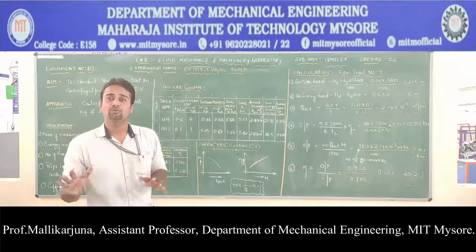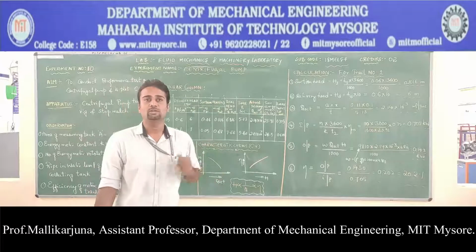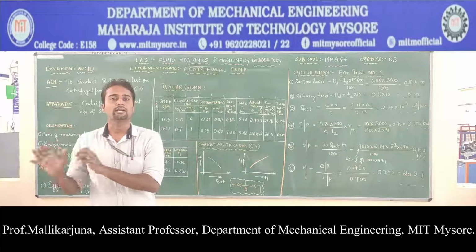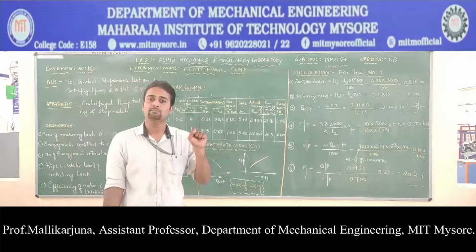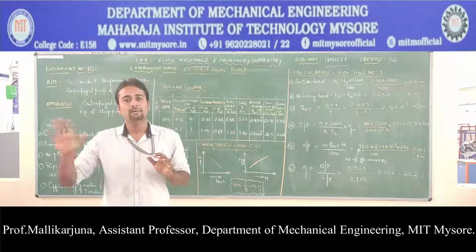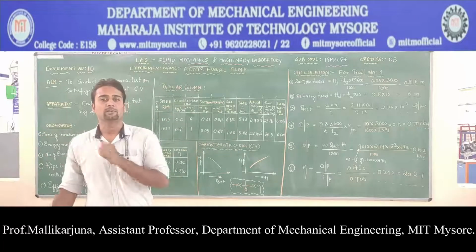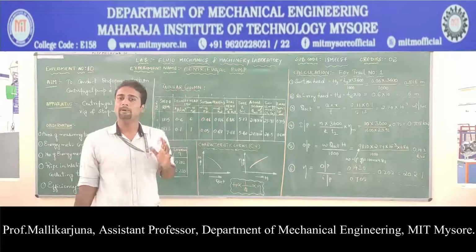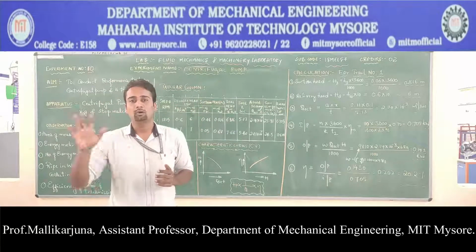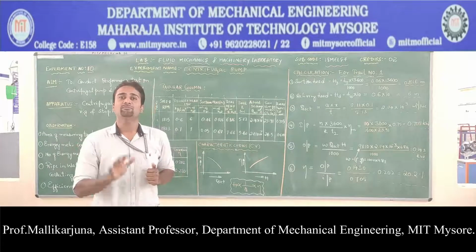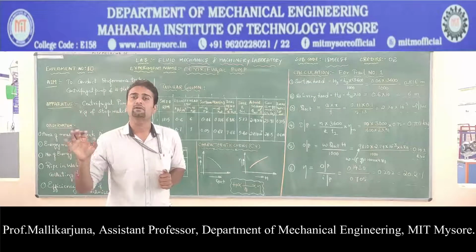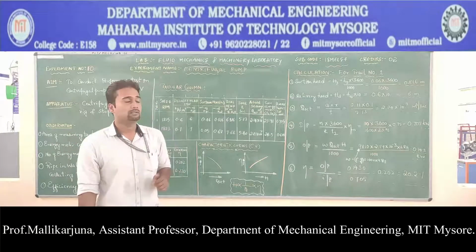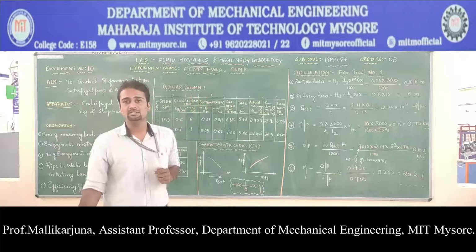Based on the action of pump, the pumps are classified into two categories. One is reciprocating action, another one is rotary action. Based on the reciprocating action, pumps are classified into reciprocating pumps. Based on the rotary action, pumps are classified into rotary pumps. Here we have centrifugal pump. Centrifugal pump is an example of rotary pump because centrifugal action is created because of rotation of the impeller of the pump. Try to understand this meaning first.